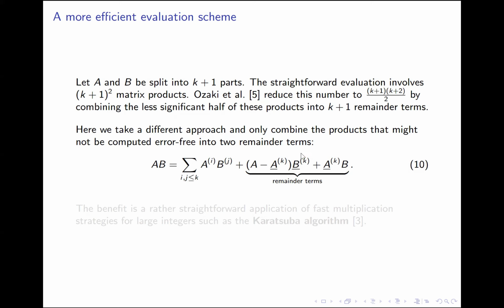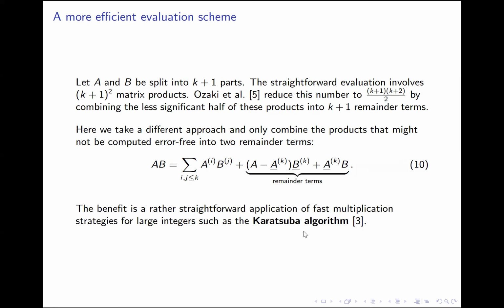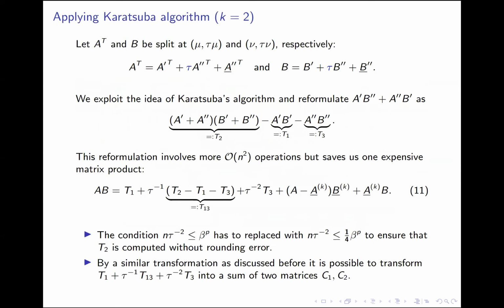Here we collect only the remainder terms that actually involve remainder parts, like this, and only have 2 remainder terms, and keep all other products in the significant sum that we actually want to evaluate. So for k greater than 2, this would actually be more complex than the Ozaki scheme. However, it allows us to apply fast multiplication strategies for large integers to reduce overall complexity. And on the next 2 slides, I want to show how we could apply the Karatsuba algorithm to our problem.